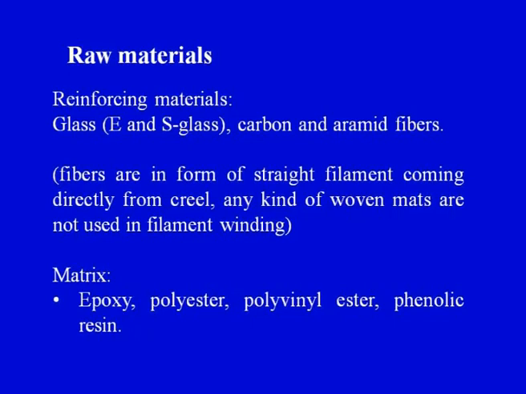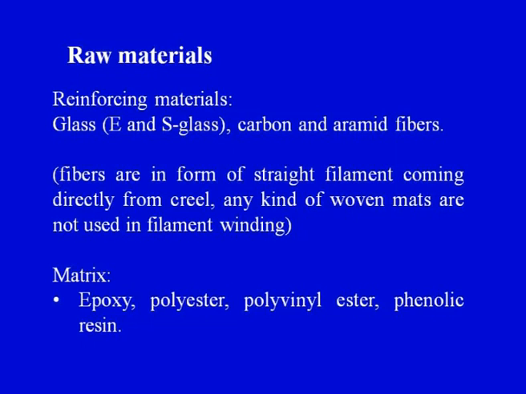So, what type of reinforcements can be used in the filament winding process? On your screen you can see the different types of reinforcing materials. We can use glass fibers, either E-glass or S-glass, structural glass, or we can have carbon fibers, we can use aramid fibers. So, different types of synthetic fibers can be used for the filament winding process.